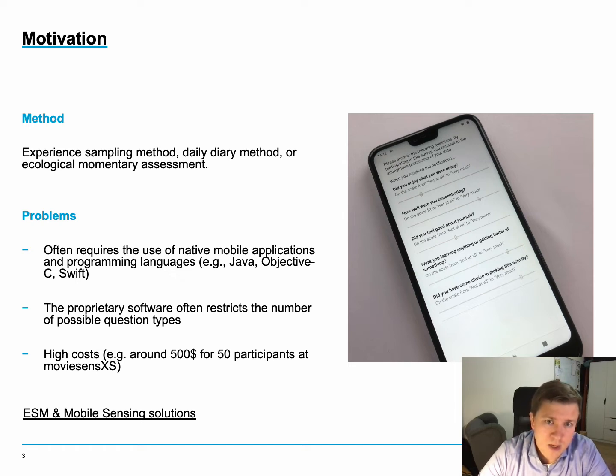The second problem is that proprietary software often has some number of predefined possible response types that you can ask participants. Researchers are bound to use these tools that were provided by the apps. Third, the cost of these apps can be extremely high. For example, you might need to spend around $500 for 50 participants in one of the platforms. For additional information on other mobile applications and solutions, I leave this link down below on the slide.